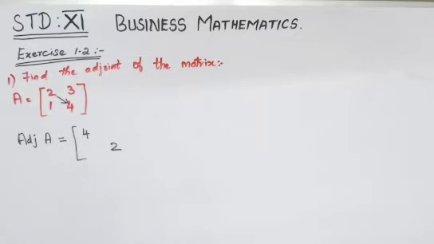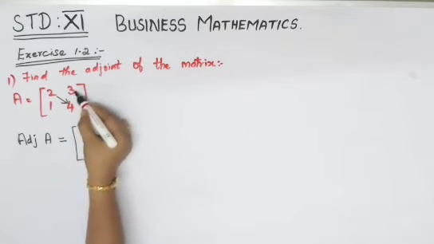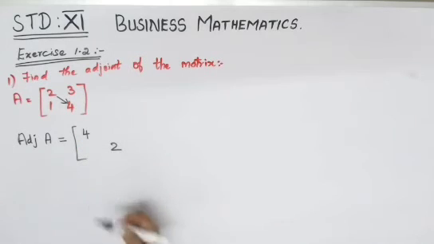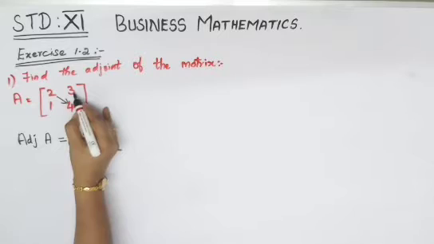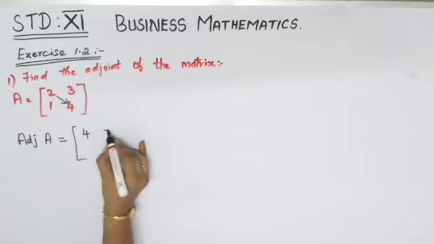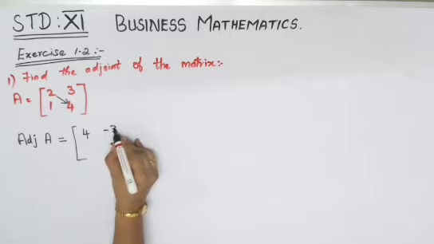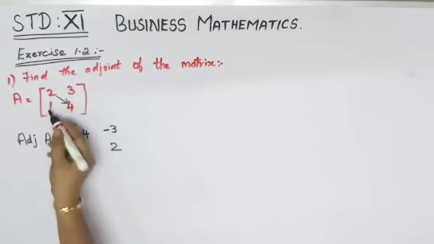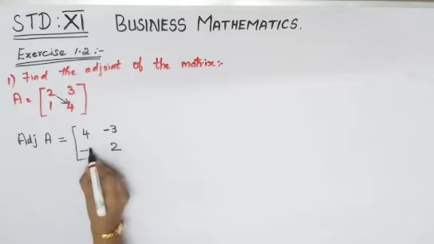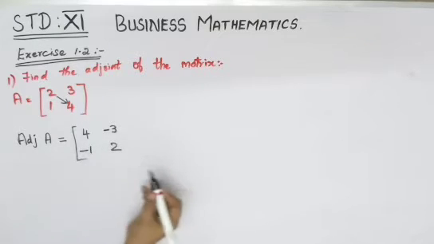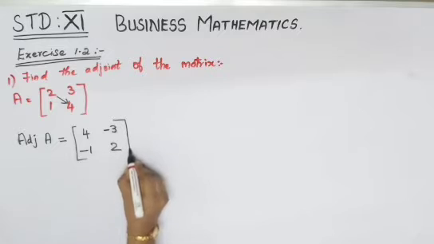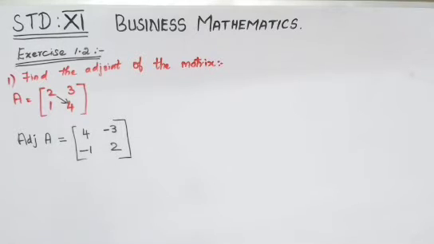The next diagonal, don't interchange, but change only the sign. 3 is there, so put minus 3. Don't move the 3, it should stay there, but give it a minus symbol. Then here 1 is there, so put minus 1. If you have minus 1, it means you write plus 1. That is changing the sign, and you get the adjoint of A. So this is the answer for the first question.